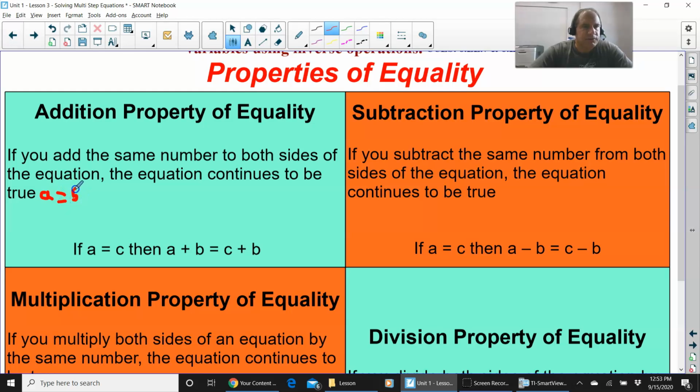All right, I'm just going to put A equals 5. I made that up. I did not get that from anywhere, right? If A equals 5, look, it says if A equals C, so that means C equals 5 because they are equal to each other.